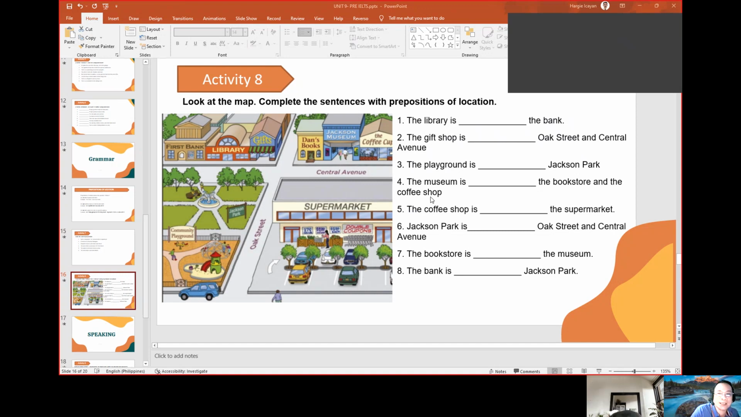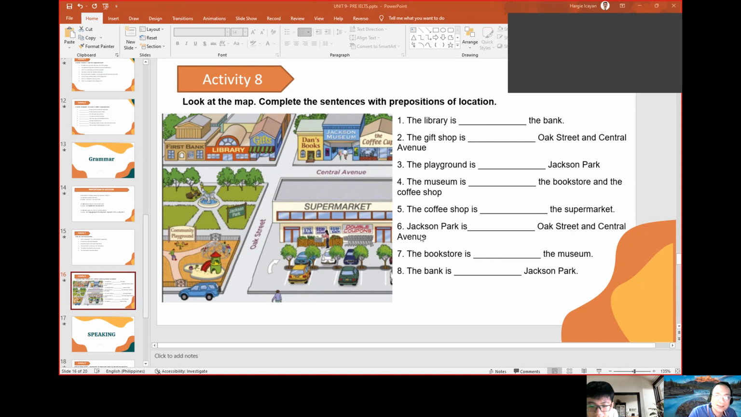Okay. Number three. The playground is at Jackson Park. Right, at. Number four. The museum is at the bookstore and coffee shop. Very good, because it's a specific place, bookstore and coffee shop. Number five. The coffee shop is at the supermarket. Yes, because it's a supermarket, so it's a specific place.